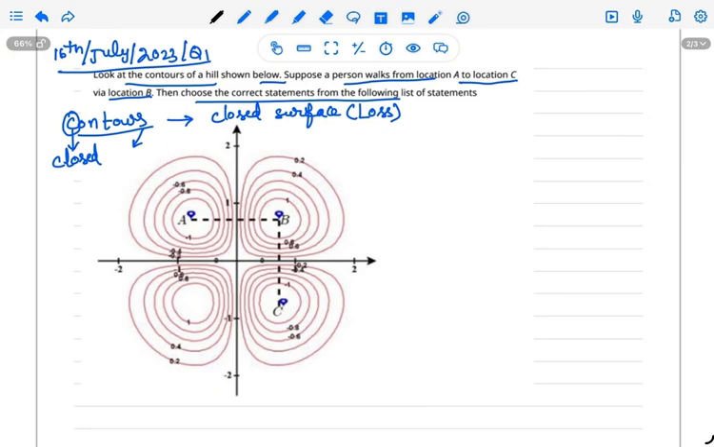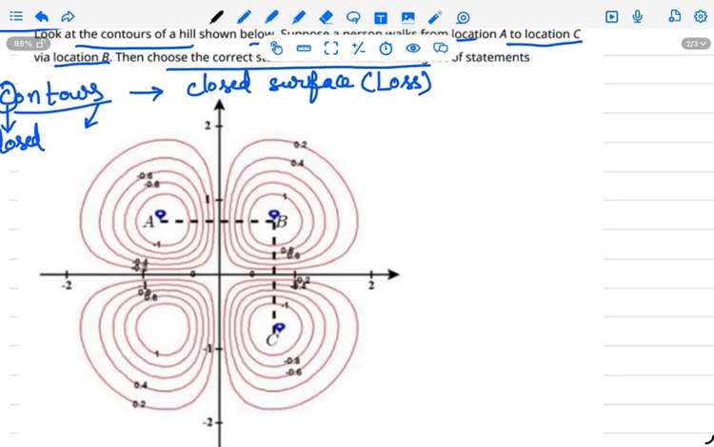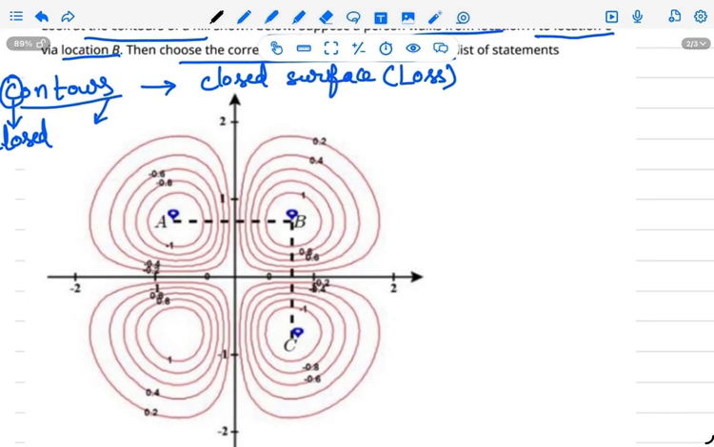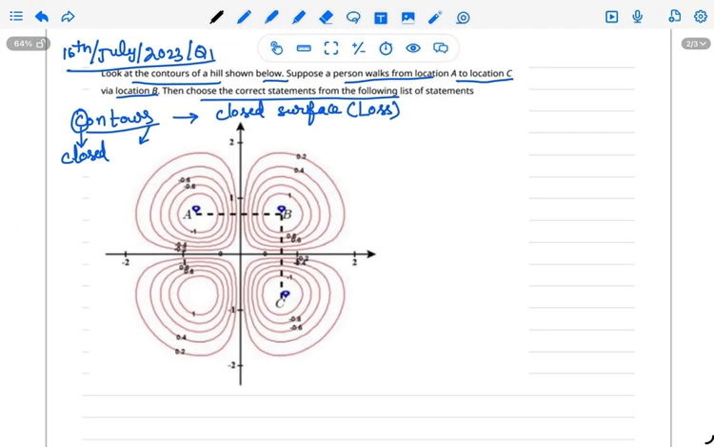See in this figure, there are values. Each circle represents values 0.2, 0.4, 0.6, 0.8, 1, minus 0.4, minus 0.2, minus 0.8, minus 0.6. These represent the loss values. So the contours are generally closed circles.